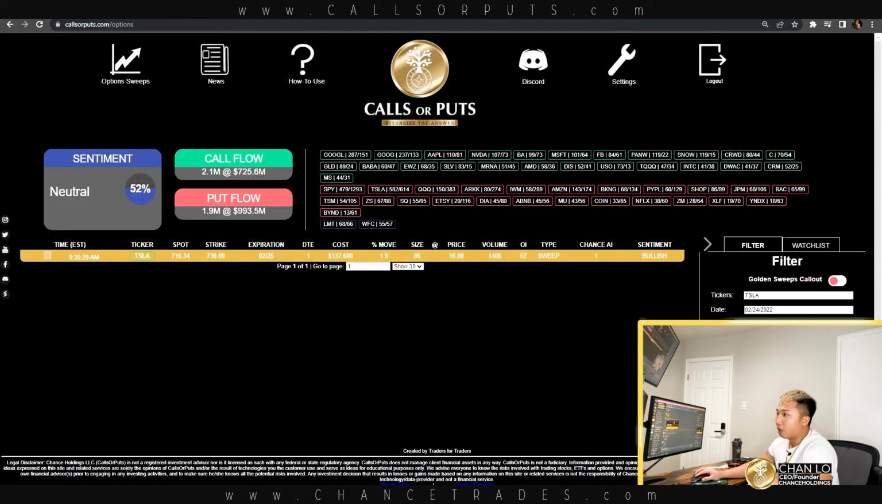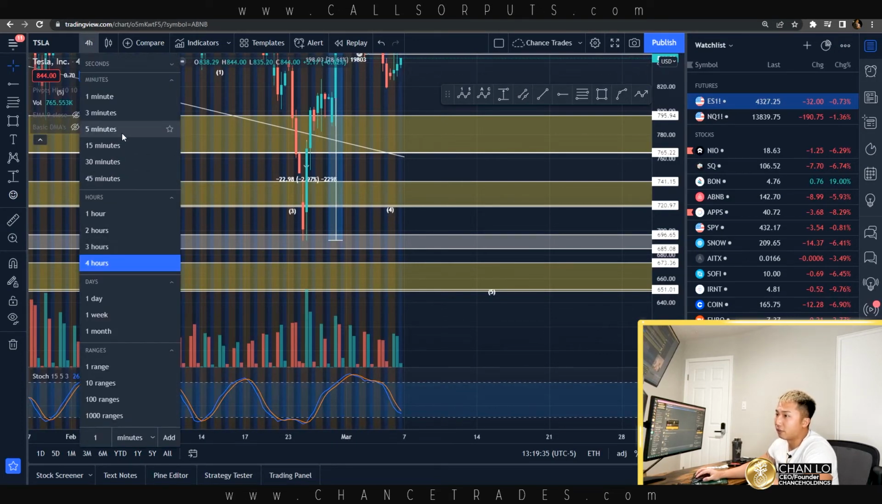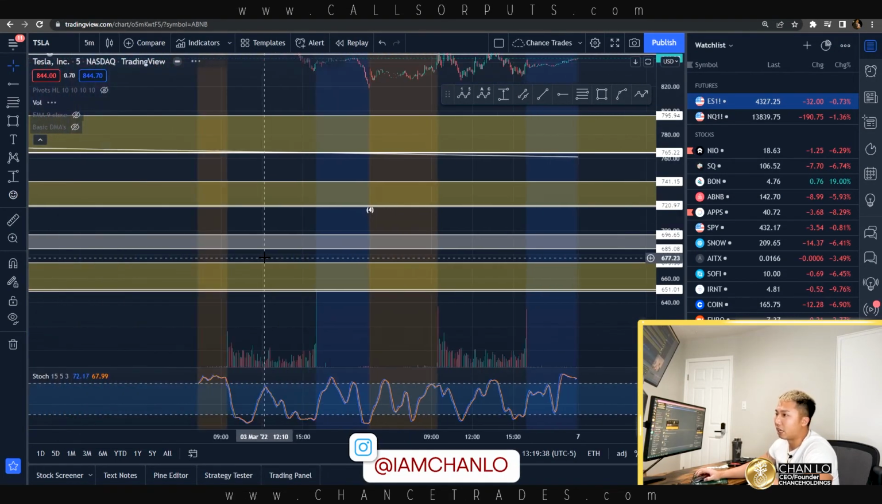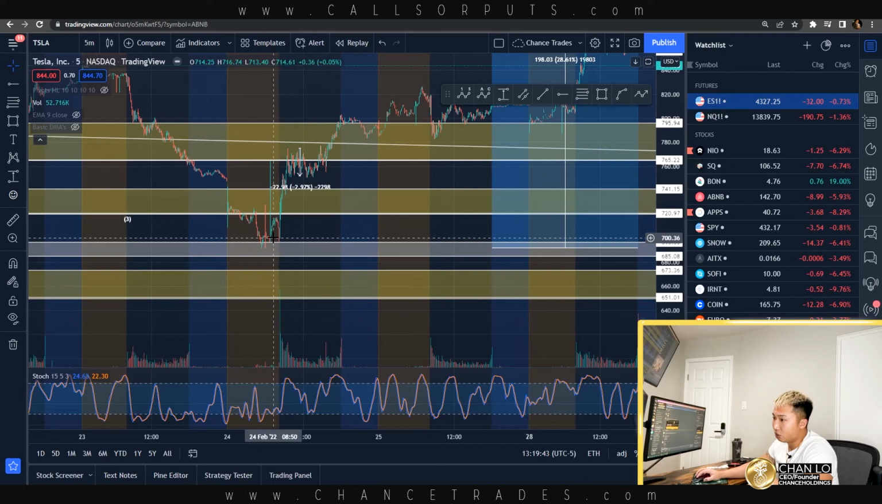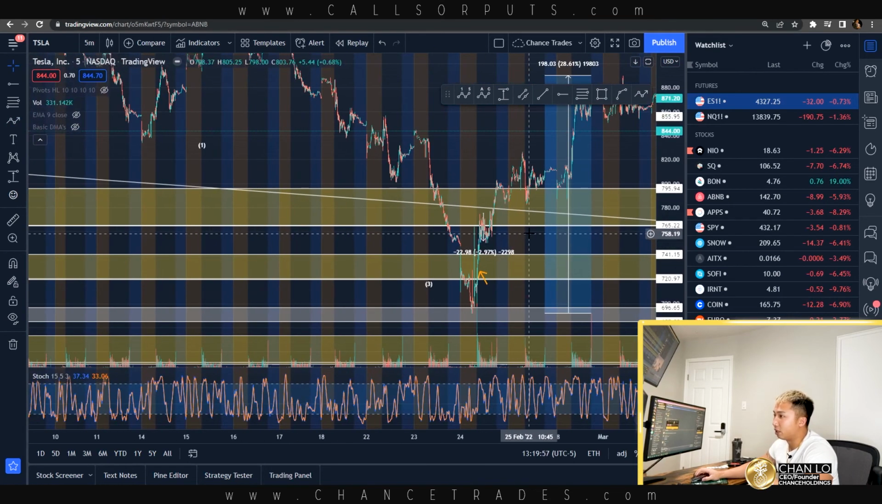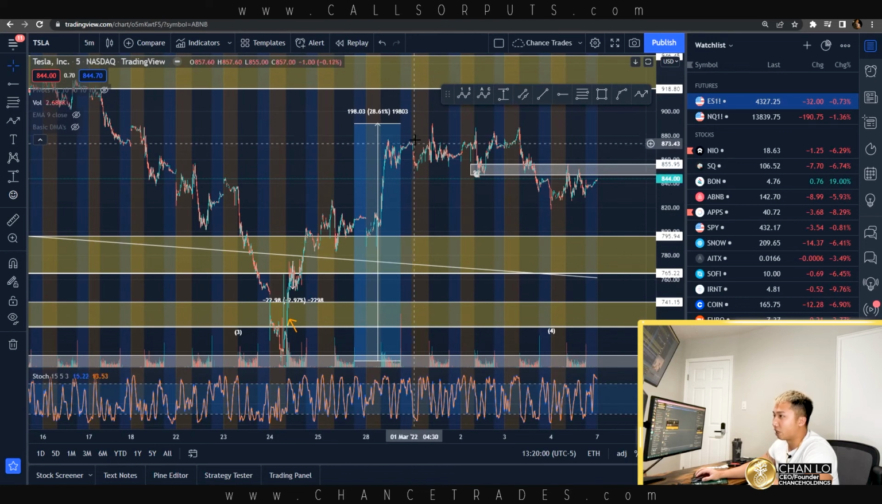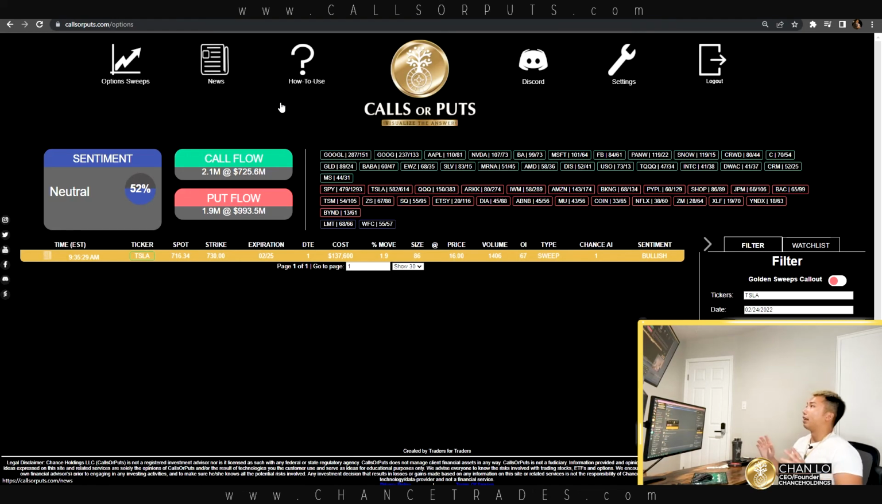That golden sweep came in 224 at 935. So just to put it into perspective, 224, 935. We'll go on the 5-minute time frame. This is 224 at 935 right here. So to make it easier for you guys, that sweep came in somewhere around here. And after that sweep came in, we went crazy high. This is the power of callsorputs.com. Again, trade with the right tools and trade with the right team.